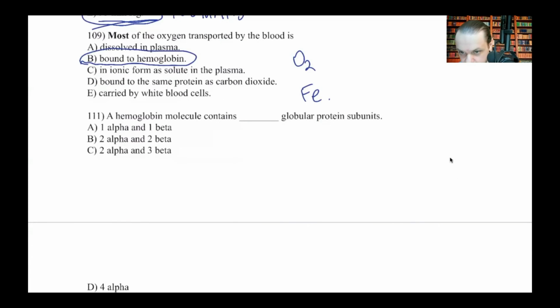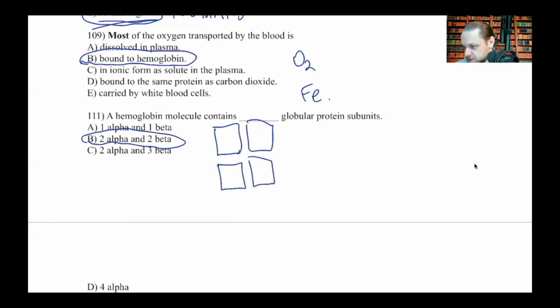All right, 111. Let's do Aaron. Yeah, go ahead. Hemoglobin molecule contains blank globular protein subunits, 2 alpha and 2 beta. Excellent, right? The 2 alpha, 2 beta. We said it was a tetramer, just to give you guys an idea how it looks: alpha 1, beta 1, alpha 2, beta 2, right? You have 2 beta subunits and 2 alpha. The beta subunits are the ones that usually bind the 2,3-DPG.